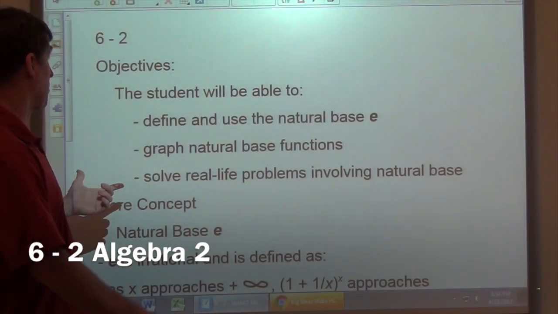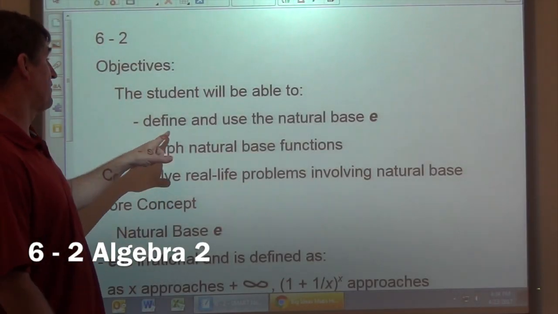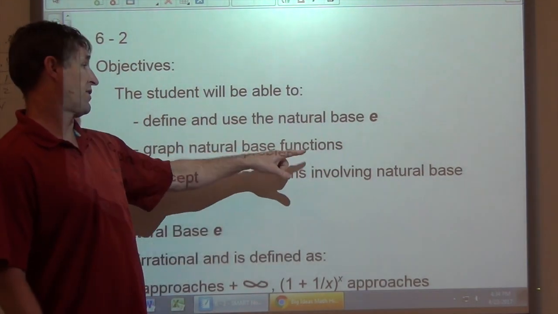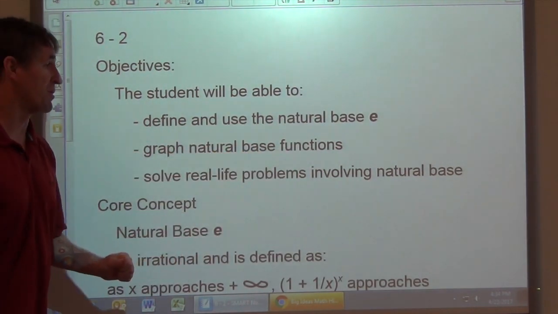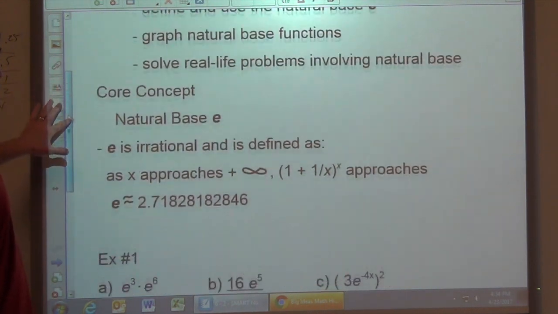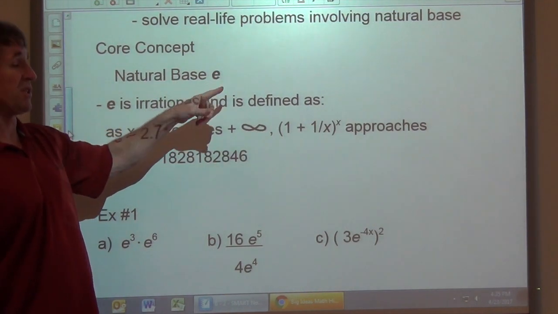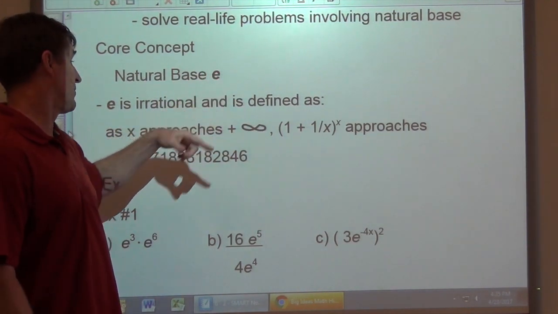This is objective 6.2. The student will be able to define and use the natural base e, graph natural base functions, and then solve real-life problems involving the natural base. So the big concept here that we're going to work with is the natural base, which is written as e.